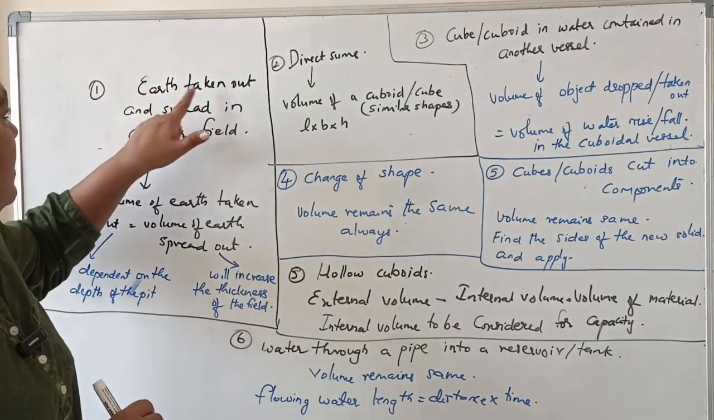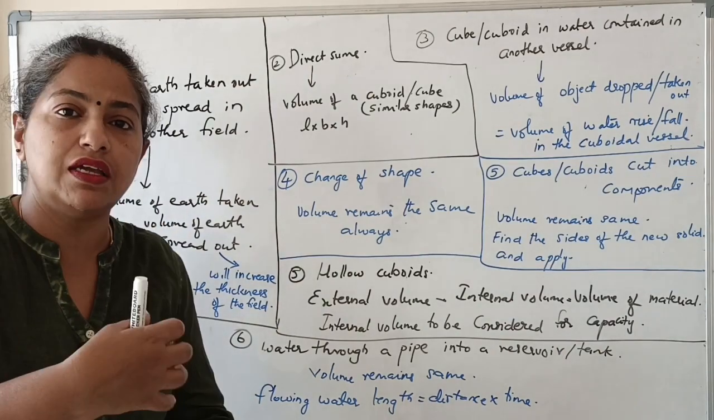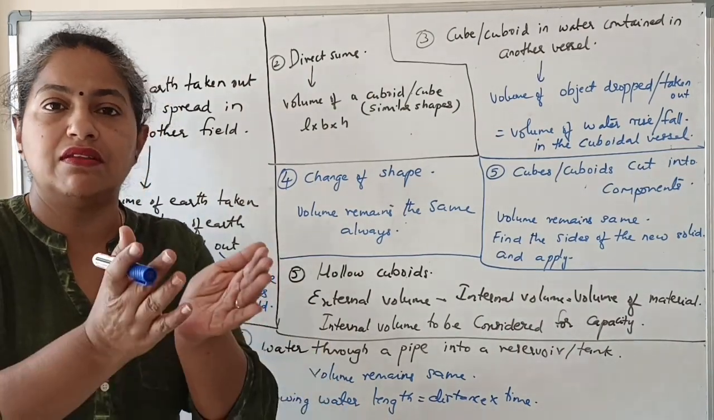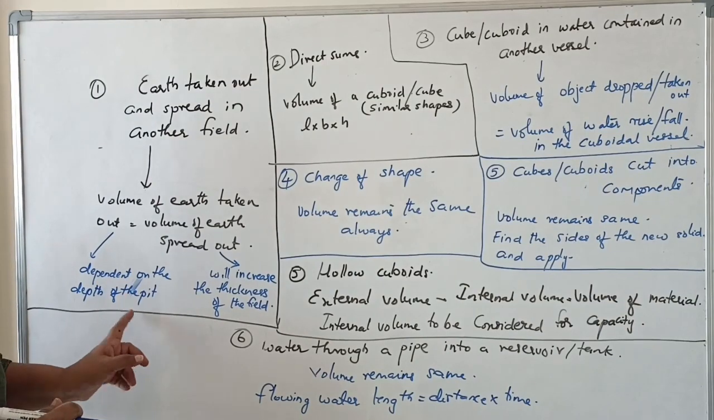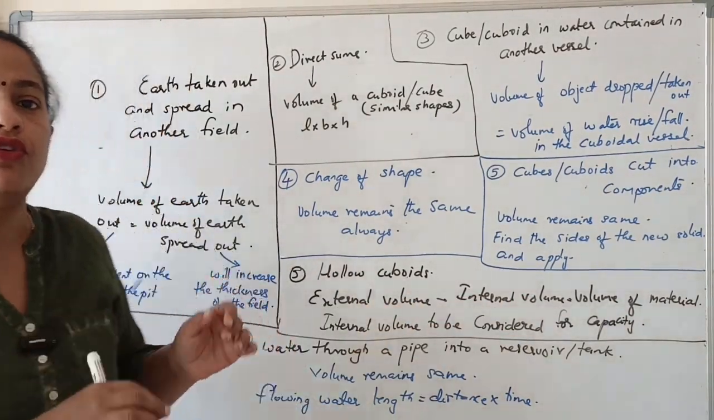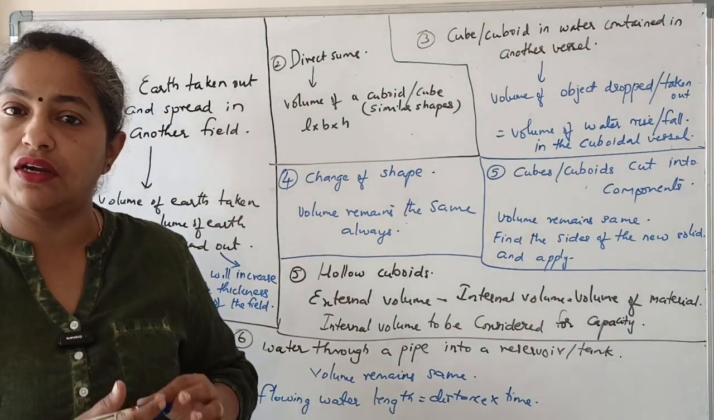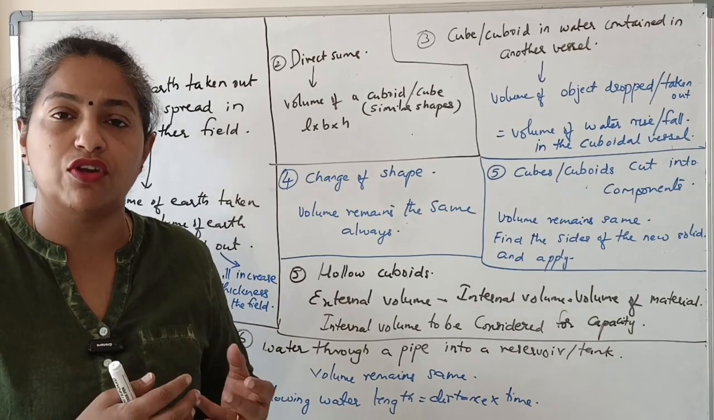The first one is earth taken out and spread in another field. The volume of the earth taken out will create a pit, and the volume of the earth that is taken out is dependent upon the depth of the pit. And that volume, when it is spread out, will increase the height of the field. So you have to equate both the volumes. The volume always remains the same, and then we find out the unknown component over here.